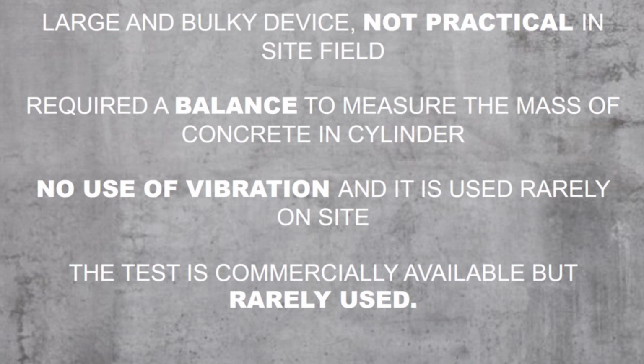And what about the disadvantages? The equipment is large and bulky and not practical to use on site. It requires a balance to measure the mass of the concrete in the cylinder. There is no use of vibration, and it is used rarely on site because nowadays our construction sites use vibrators to compact the concrete. The test is commercially available but rarely used by our industry players. So have a look at that one.